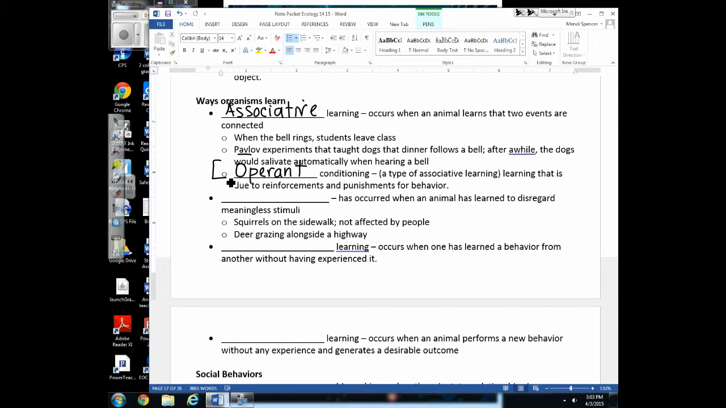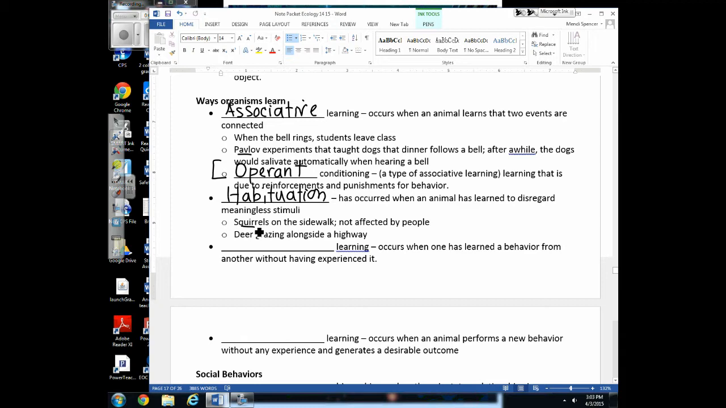Habituation is whenever organisms learn to disregard meaningless stimuli. So whenever you're driving down a busy highway and you notice deer grazing right beside the highway, that's an example of habituation, is those deer have actually learned to disregard that stimuli. You'll see that organisms that are in parks where there's people around, like squirrels, they become habituated and they ignore that stimuli, other people in the area.